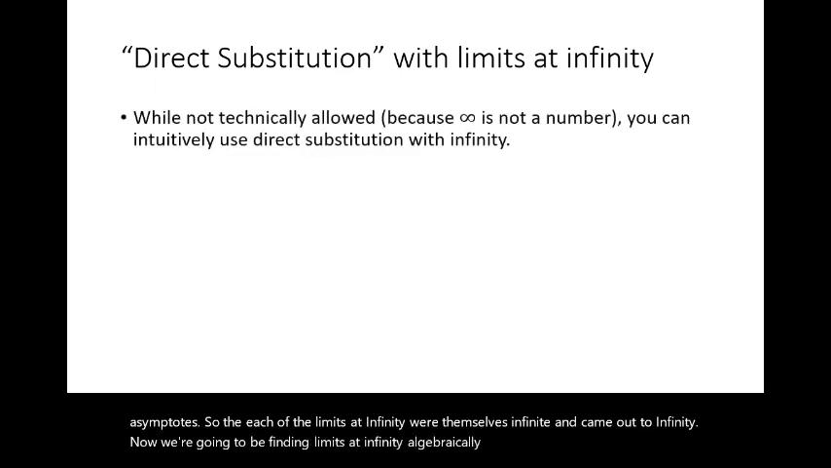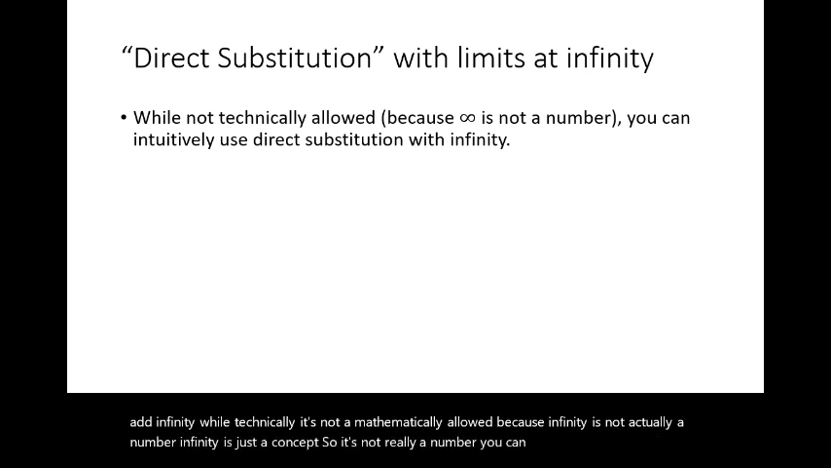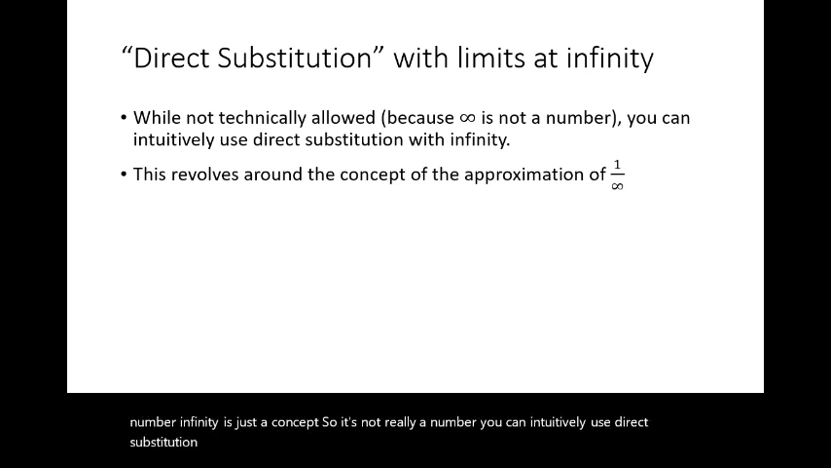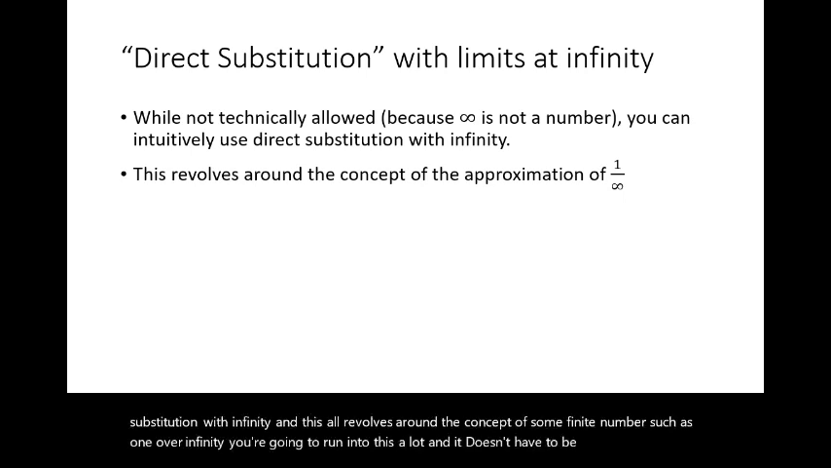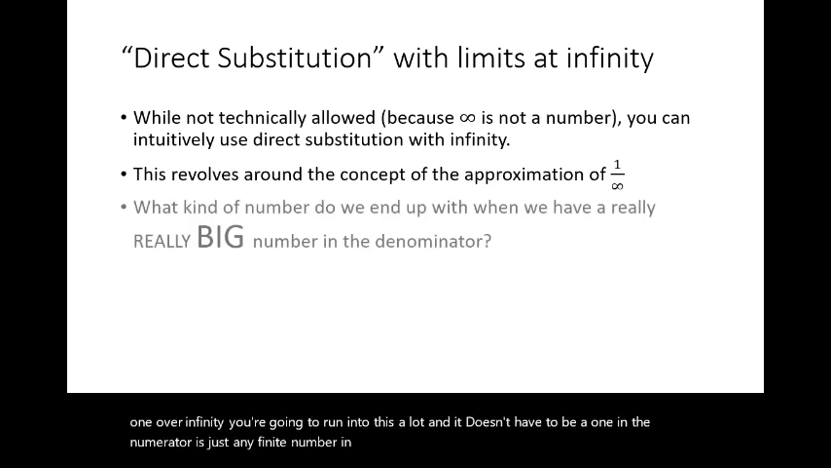Now we are going to be finding limits at infinity algebraically, and direct substitution at infinity is technically not mathematically allowed because infinity is not actually a number. Infinity is just a concept. But you can intuitively use direct substitution with infinity. And this all revolves around the concept of some finite number such as 1 over infinity. You're going to run into this a lot, and it doesn't have to be a 1 in the numerator. It's just any finite number in the numerator with an infinity in the denominator.